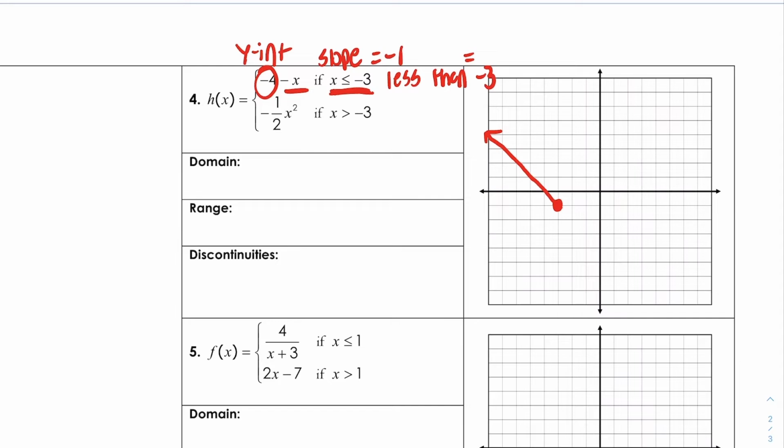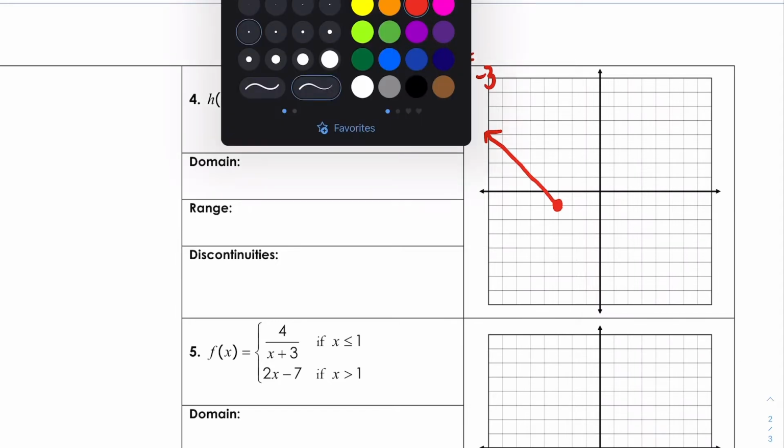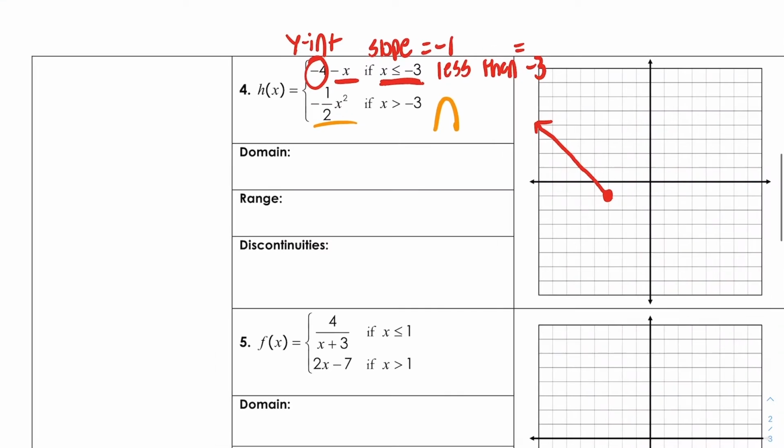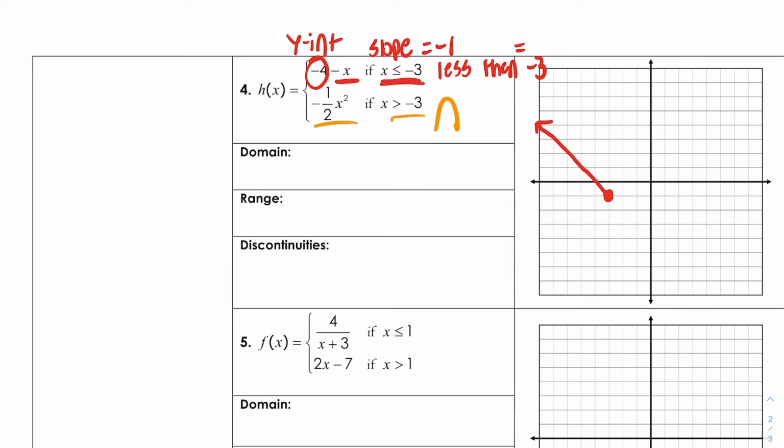Once you get to the -3, it wants you to use the other part of the function, the negative 1/2 x squared, so that would be an upside down parabola. Since I've done ones like this in the past, I know that this is centered at the origin, but to help you out with this -3, I'll show you with a table. X, y equals negative 1/2 x squared.